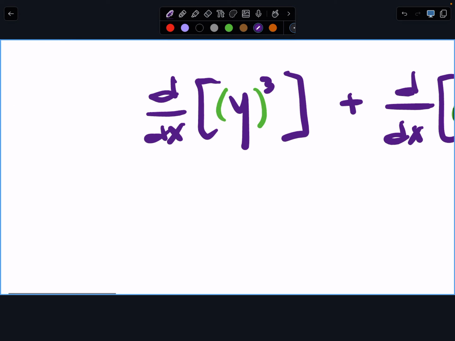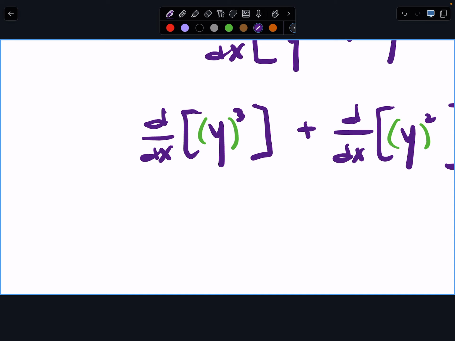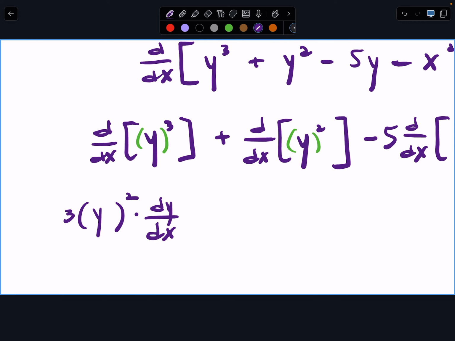So when we think about differentiating y cubed and we are thinking chain rule, we think derivative of the outside, leave the inside alone, and then times the derivative of the inside, which would be the derivative of y with respect to x, which means we end up multiplying by dy over dx. Good. Okay, and then we can move on to the y squared. So again, derivative of the outside, leave the inside alone, and then times the derivative of the inside is dy over dx.